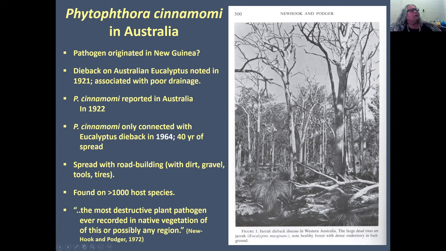The next year, they noticed Phytophthora cinnamomi in Australia. However, it was only in 1964 that people realized that Phytophthora cinnamomi was, in fact, causing the dieback on eucalyptus. And so 40 years, meanwhile, have gone by.